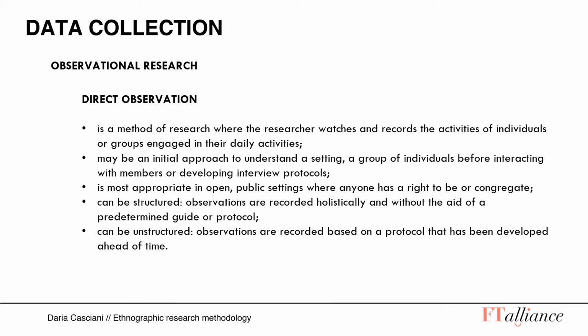The observations may be unstructured or structured. Unstructured observation involves the researcher observing people and events and recording observations as field notes. The observations are recorded holistically without the aid of a predetermined guide or protocol. On the other side, structured observation is a technique where the ethnographer observes people and events using a guide or a set of protocols that has been developed ahead of time.